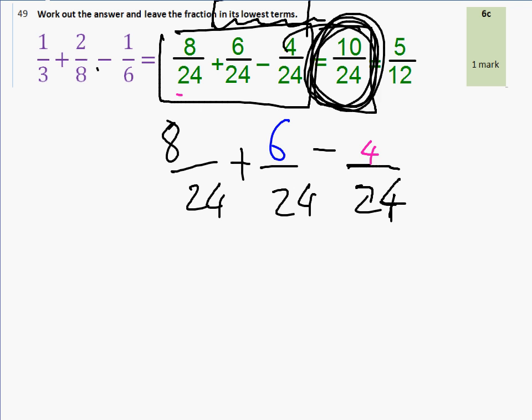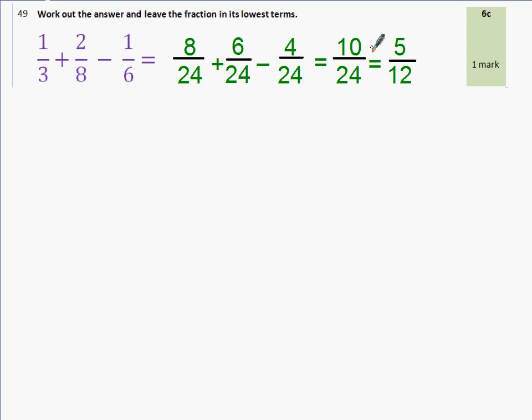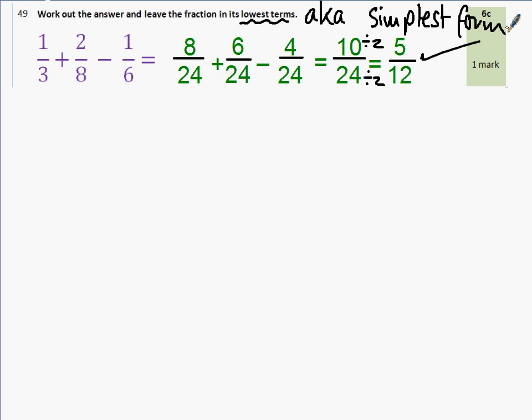Okay, well 10 over 24 simplifies to 5 over 12, because you can divide top and bottom by 2. You cannot divide 5 and 12 by anything apart from 1, so that is it in simplest form, or in lowest terms. Lowest terms means the same as simplest form.